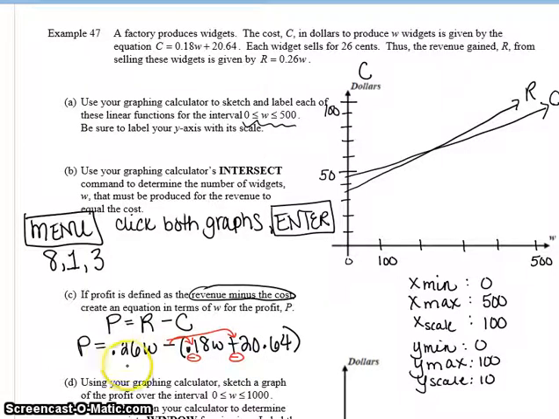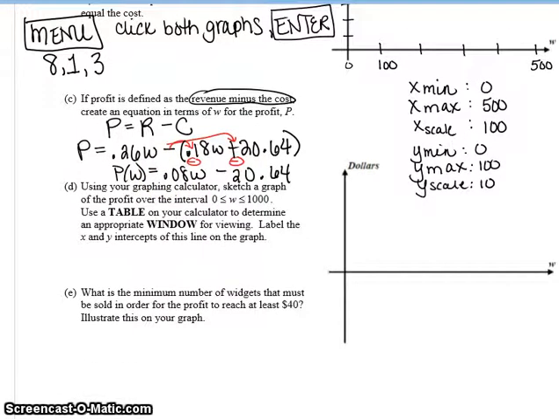Okay? When you combine like terms and simplify, you'll get that P is equal to, or P of W, I should say, is equal to 0.08 W minus 20.64. Now, if you're asking where the 0.08 came from, that was 0.26 minus 0.18. It results in 0.08 W.